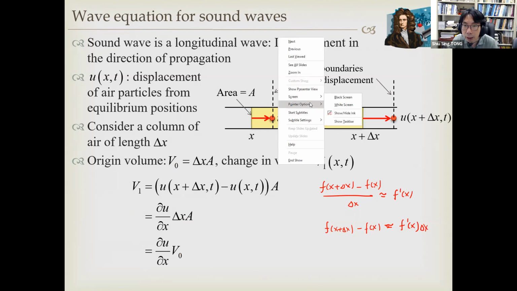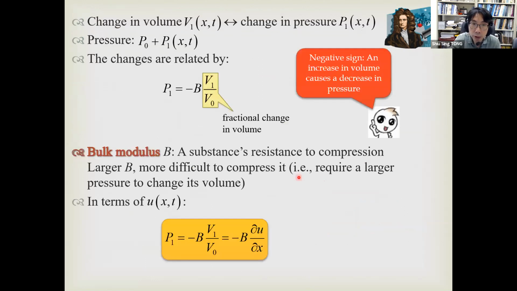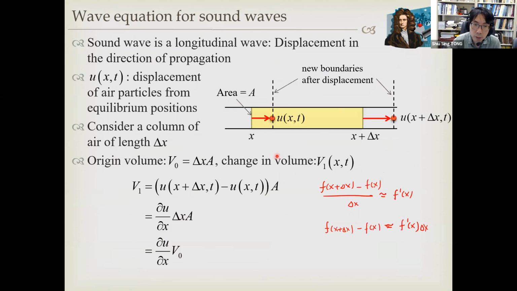The result is that the change in volume V1 over the original volume is equal to round u round x, right?